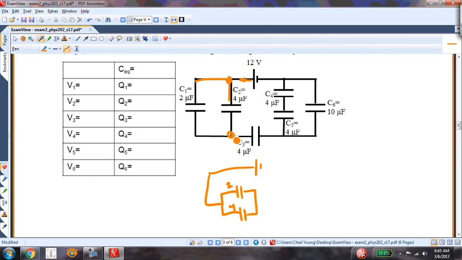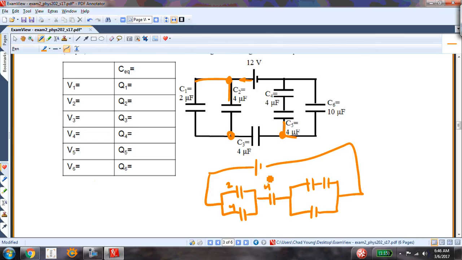And then it comes back together right here, and then I have C3, and then I have another break right here where I have C4, 5, and 6. C4 and C5 are in series, C6 is in parallel with that, and then it all comes back. So it's 4 microfarads, 4, 4, and 10 microfarads.